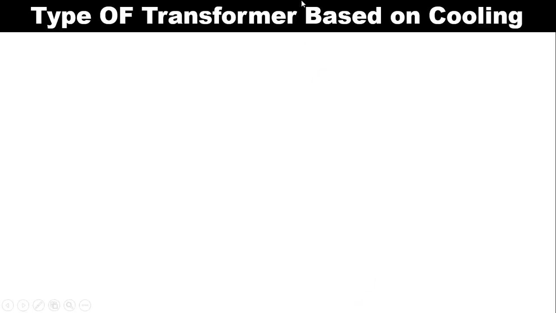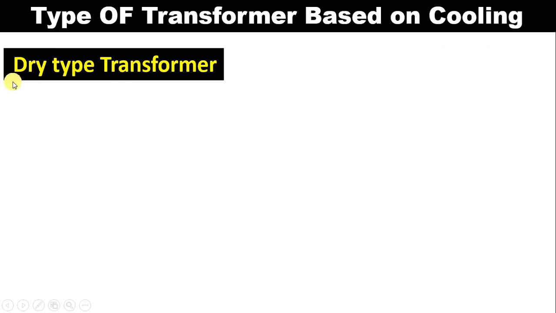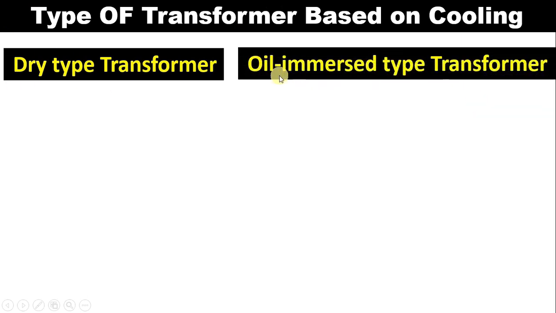Friends, if I talk about the types of transformer on the basis of cooling, then transformers are made in two types. First is dry type transformer, second is oil immersed type transformer. It means in the first type of transformer, oil is not used, and in the second type of transformer, oil is used.